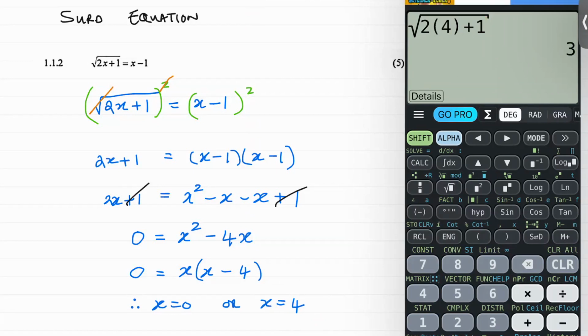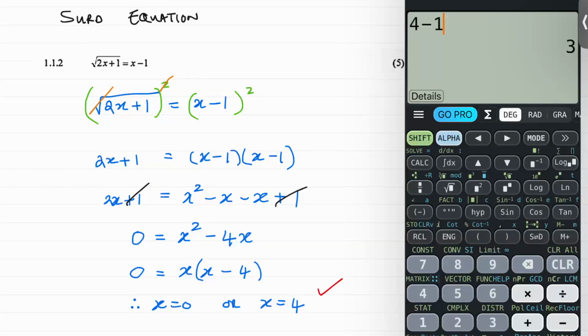Now we're going to do the same thing on the right-hand side, okay? You want to also substitute 4 as x. So that's 4 minus 1, which also gives you the answer 3. If your left-hand side is equal to your right-hand side, then you know that this result works.